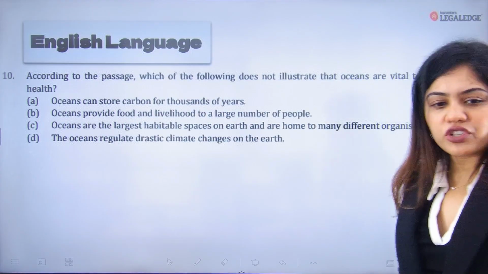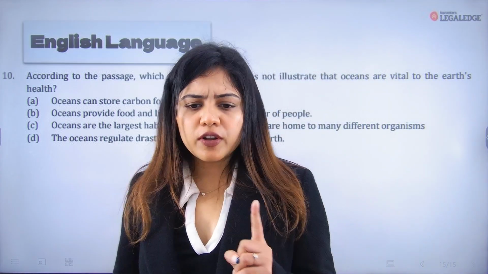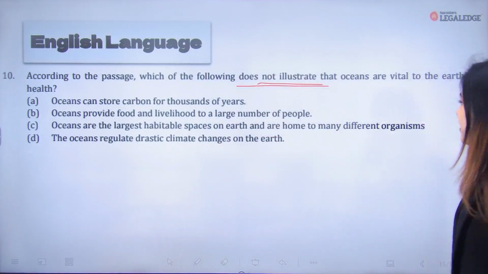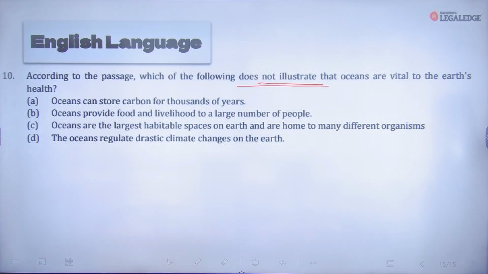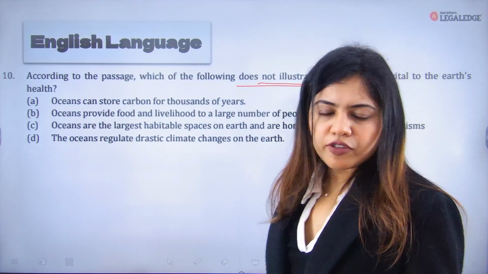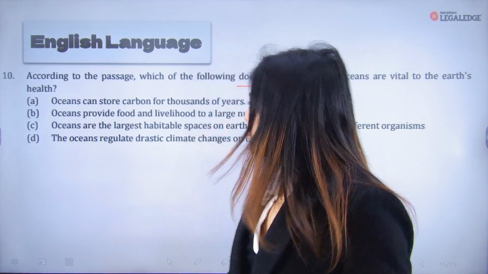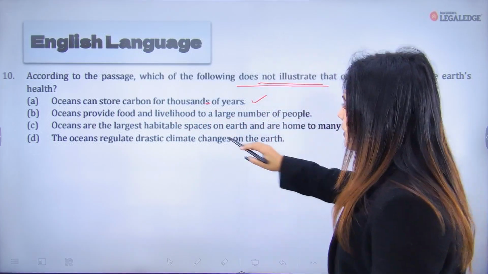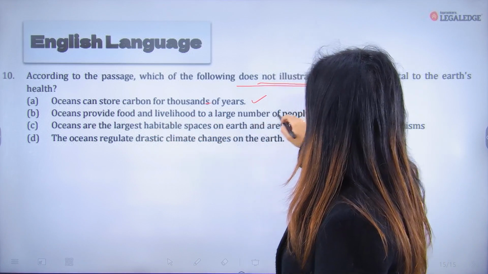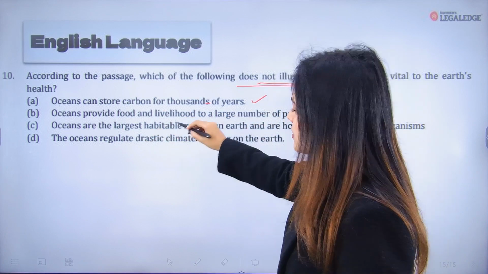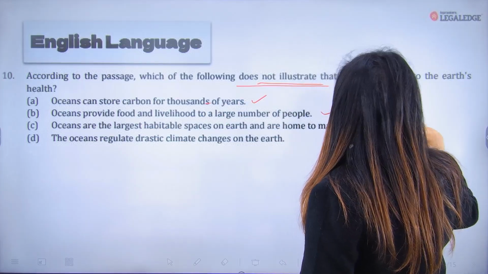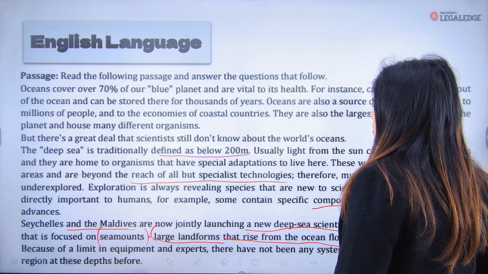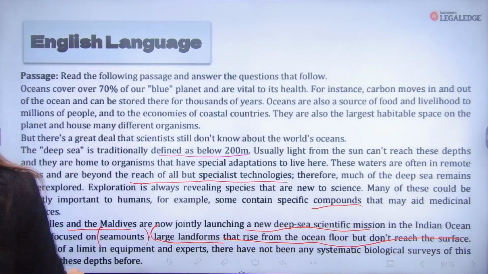Now, the last question. According to the passage, which of the following does not illustrate that oceans are vital to the Earth's health? If you read the first paragraph carefully, you will get the answer pretty directly. Oceans can store carbon for thousands of years. Yes. Then the next one, oceans provide food and livelihood to a large number of people. True. Oceans are the largest habitable spaces on Earth and are home to different organisms. True. Please look at the first paragraph and you will get your answer.